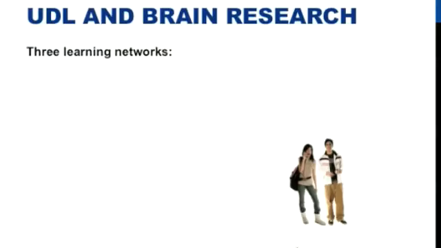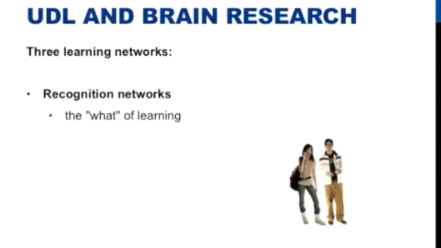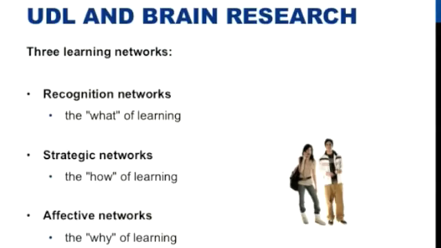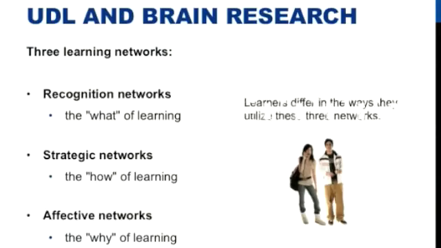So what's been learned is that learning is across 3 interconnected networks. The recognition networks are specialized to receive and analyze information. This is the what of learning. The strategic networks are specialized to plan and execute actions. These are the hows of learning. And finally, the affective networks are specialized to evaluate and set priorities. And these are the whys of learning. It's important to note that learners differ in the ways they utilize these networks. Interestingly, one of the clearest and most important revelations stemming from brain research is that there's no regular students because they all differ in their abilities to use each network.